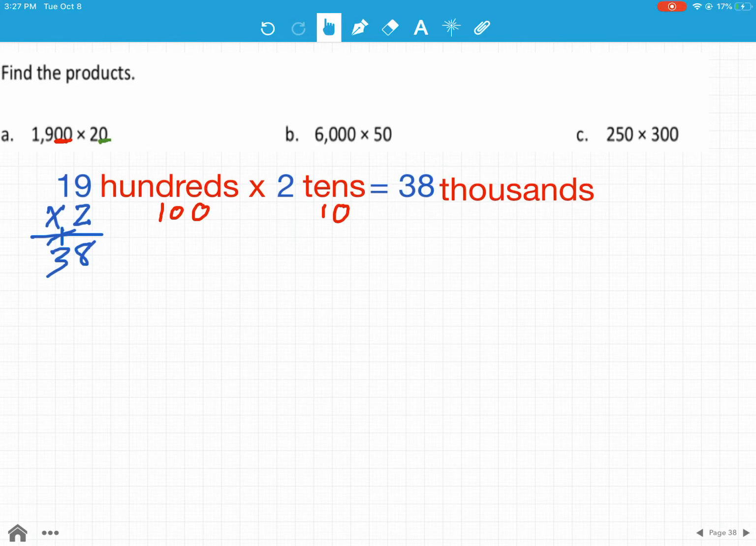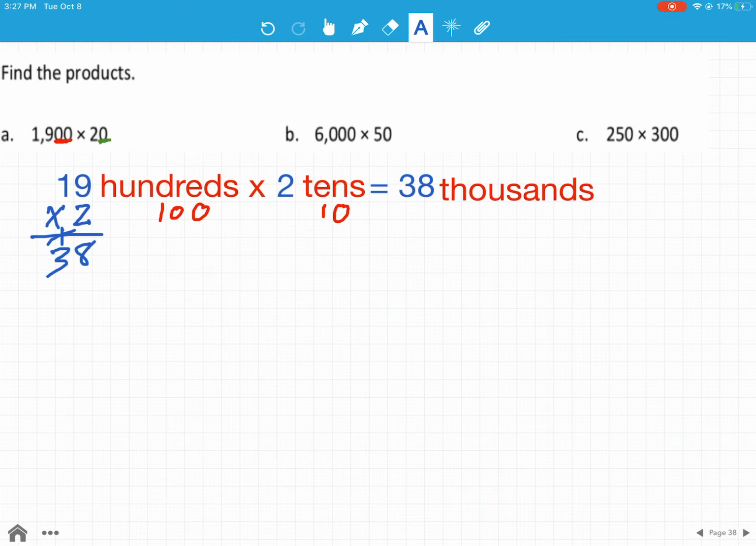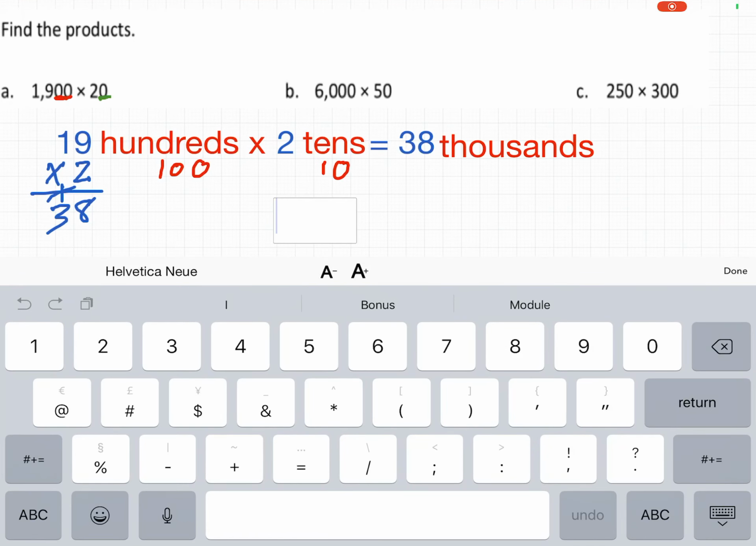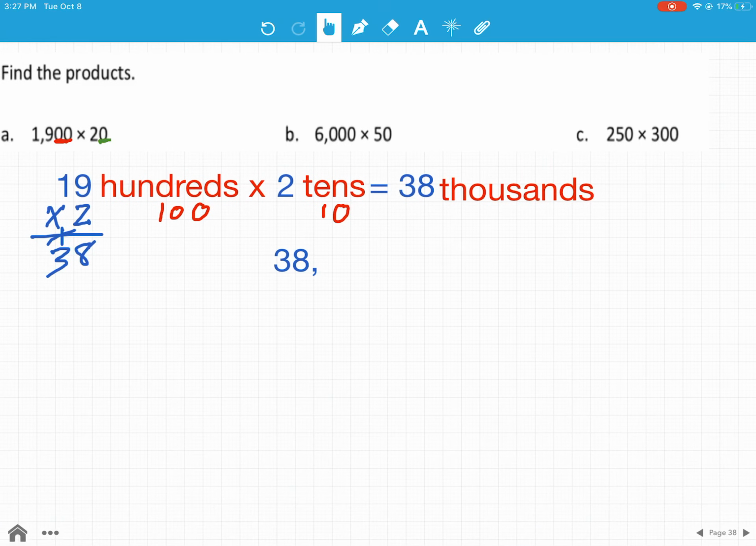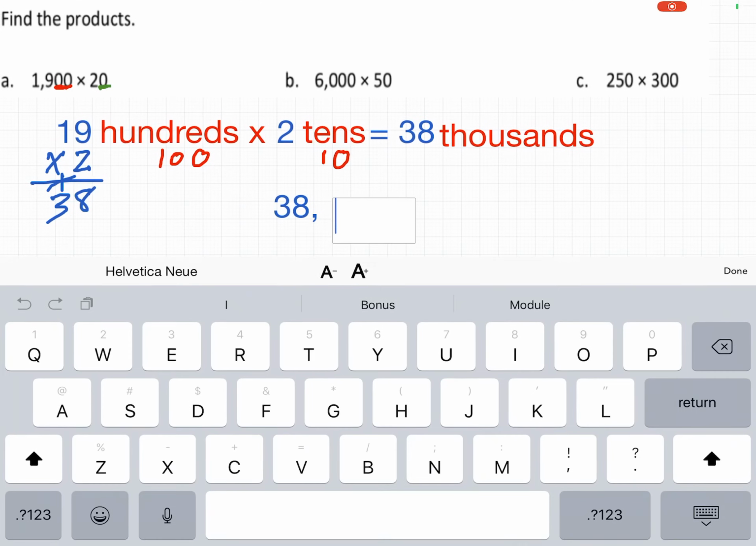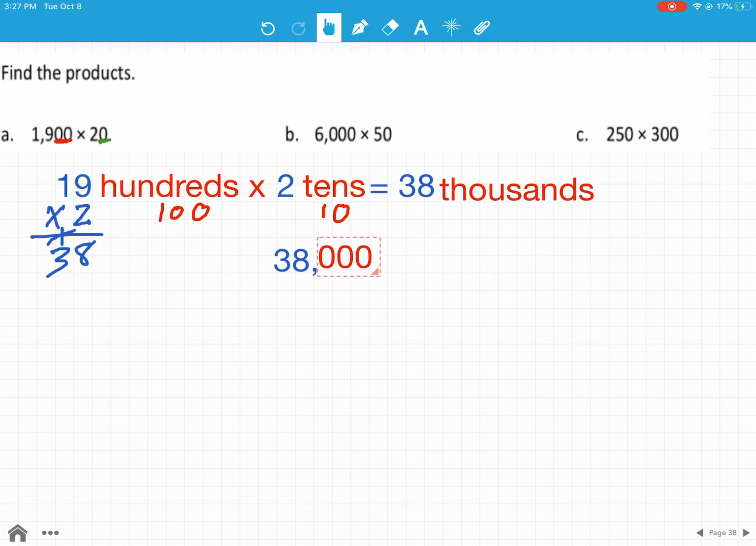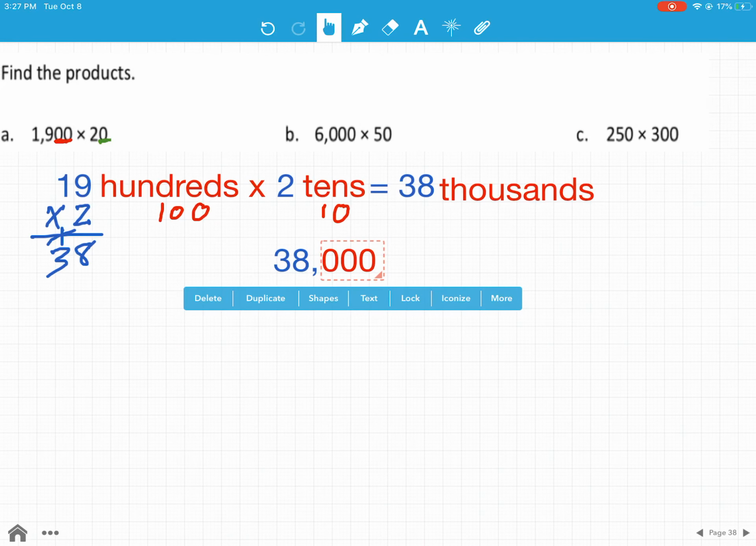Alright, so how do we write that? Well, hopefully you see that we can write 0. We continue with the 38. And then we add our thousands, which is 3 zeros. 38 thousandths. Alright, so let's go to the next one.